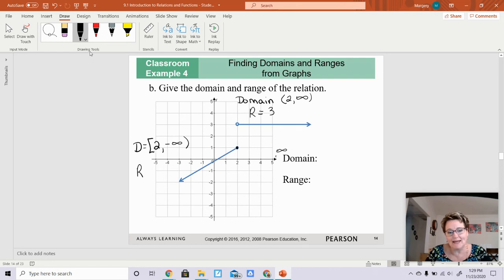Now my range, though, is a little different. My range starts at 1. And then if you notice, all of the y values are smaller than 1. So it goes toward negative infinity in the y direction. All right, so that would be known as a piecewise function.